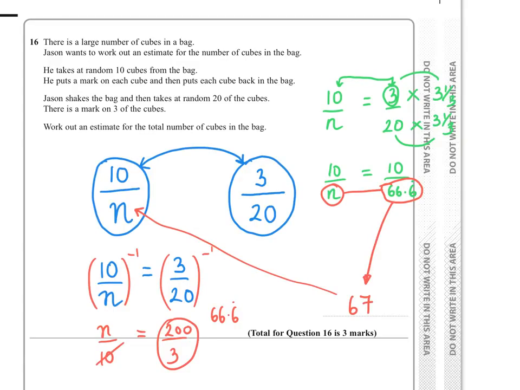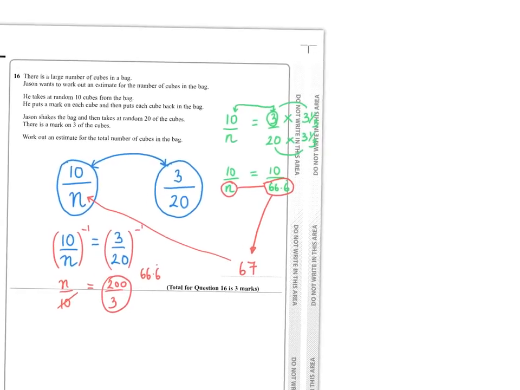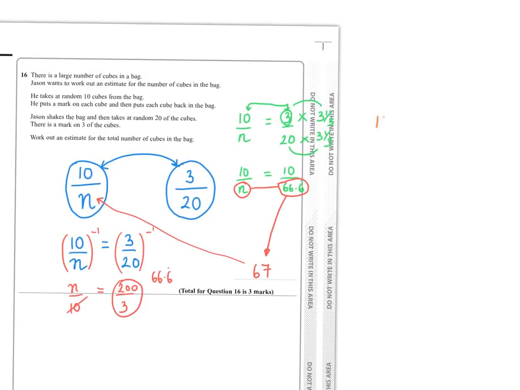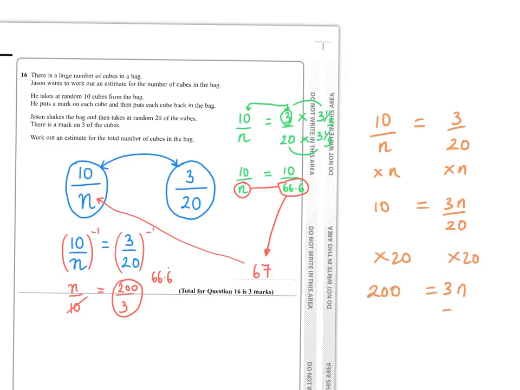I guess one last way, just because you're going to probably face one of these questions in the exam for sure, is if you had 10 out of n is in the same proportion as 3 out of 20, you could times both sides by n first, and so you'd have 10 equals 3n over 20, and then times both sides by 20, so that would give you 200 equals 3n, and then divide both sides by 3, so you'd have 200 over 3 equals n, and again round that to the nearest whole number. 67 cubes is our estimate.